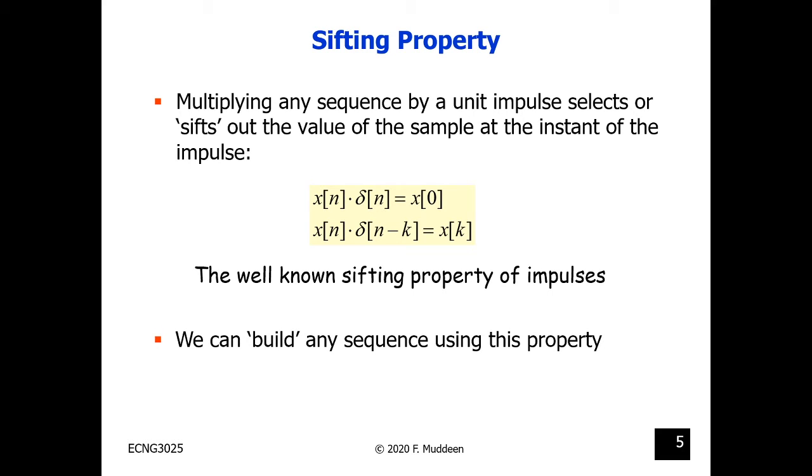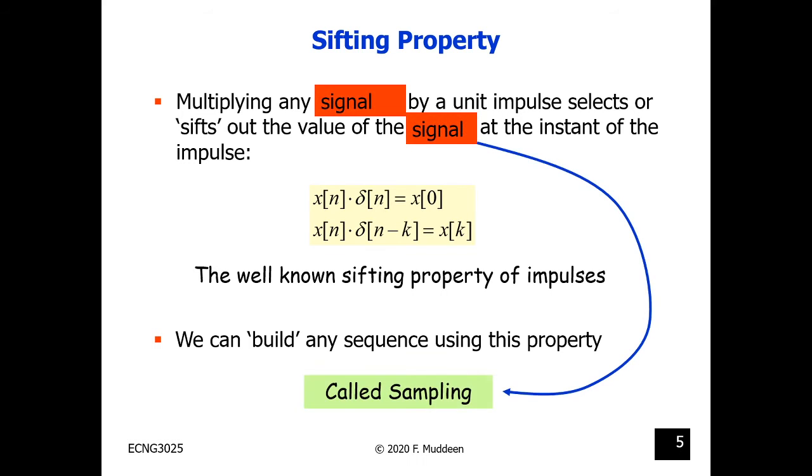Now the definition above basically says multiplying any sequence by the unit impulse selects or sifts out the value of the sample at the instant of the impulse. Basically, if we multiply the sequence with the impulse signal, this is what gives us our sampling property, or the sifting property of the unit impulse.